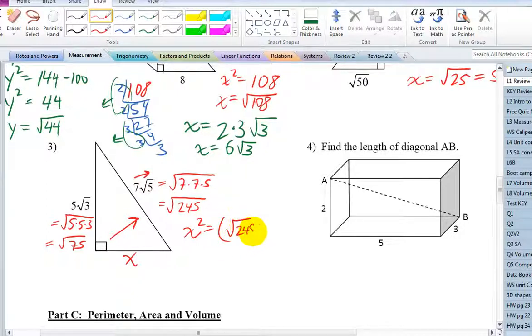square root 245 squared. Add or subtract, what do you guys think? Subtract, good. So I wrote it like that on purpose. I encourage you to write exactly the same. Do you always have to write like this? Yeah. You could do it without the brackets too, because it would be the same thing.